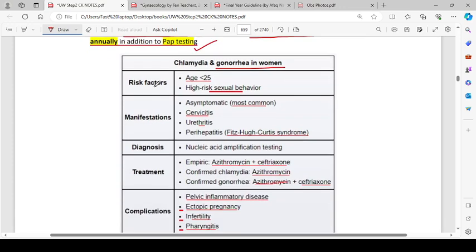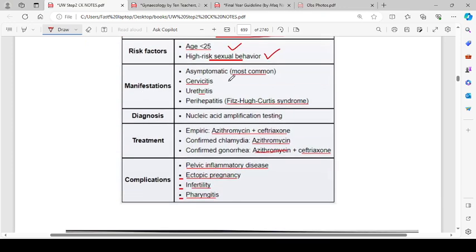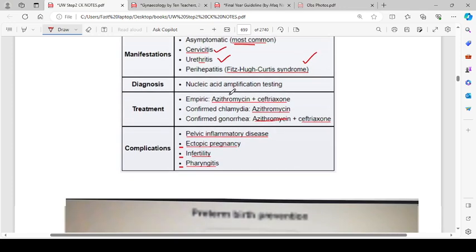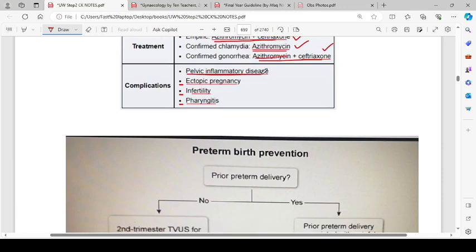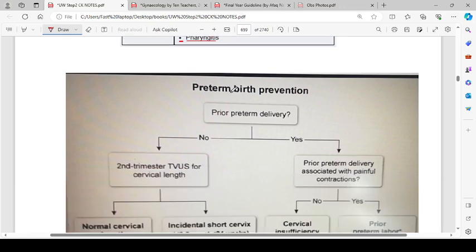Chlamydia and gonorrhea in women. Risk factors are age less than 25, high risk sexual behavior. Manifestation is asymptomatic, most common. Cervicitis, urethritis, and perihepatitis, which is Fitz-Hugh-Curtis syndrome. Diagnosis is nucleic acid amplification testing. Treatment is with azithromycin with ceftriaxone. Confirmed chlamydia with azithromycin and confirmed gonorrhea with azithromycin with ceftriaxone. Complications are pelvic inflammatory disease, ectopic pregnancy, infertility, and pharyngitis.